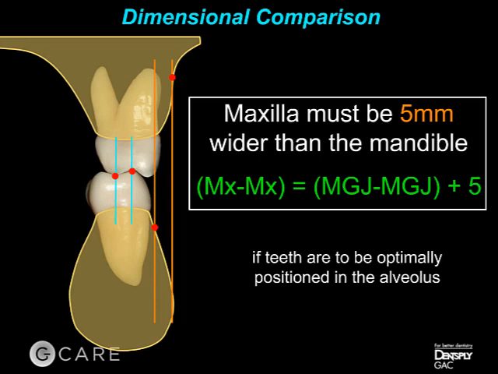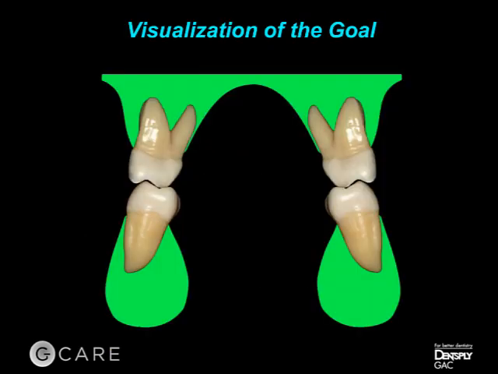Now, I'm going to say that again. This is 5 millimeters wider in the bones. It has nothing to do with teeth, teeth being in crossbite, teeth not being in crossbite. We're strictly talking about the dimensions of the bones in order to get the teeth upright, centered, and well intercuspated. So this is kind of what we're looking at.